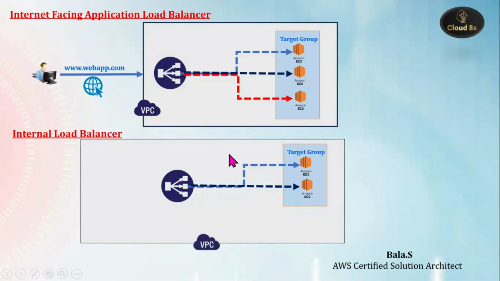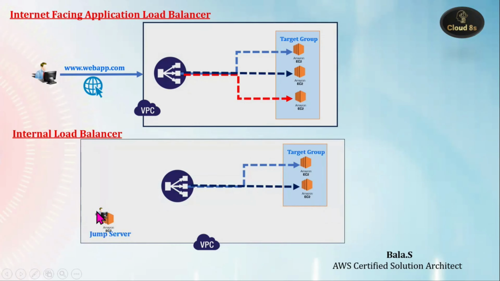As I mentioned, this comes under the internal load balancer. All the services will be configured within a VPC. We are going to take US East as the primary region, and inside the region I have one VPC. Within the VPC, we are going to deploy the application load balancer in a private subnet, and the EC2 instances will also be running in the private subnet.